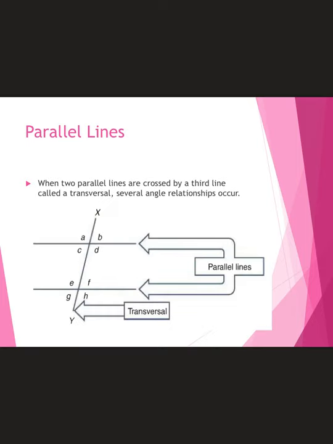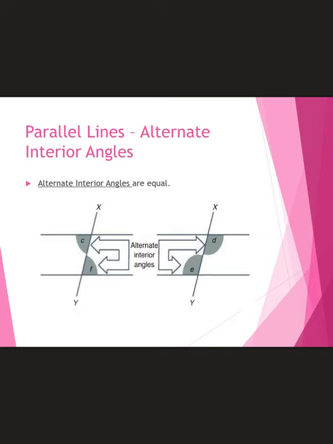When two parallel lines are crossed by a third line, called a transversal, several angle relationships occur. So here, I'm just going to make sure you see everything. We have our parallel lines cut by line XY. So XY is our transversal. So what happens to these angles? We have alternate interior angles are equal. So here you can see angle C and angle F are equal, angle D and angle E are equal.